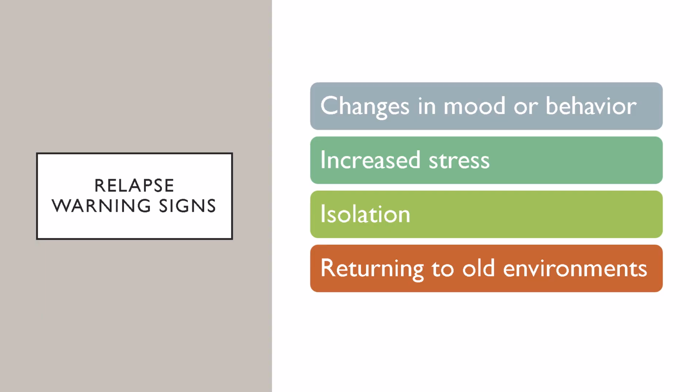And relapse does not usually happen without warning. There are often signs that happen before the actual return to substance use. And these warning signs can include changes in the person's mood, like increased irritability or anxiety. And it can also include behavioral changes, like withdrawing from their support systems or returning to those high-risk environments.